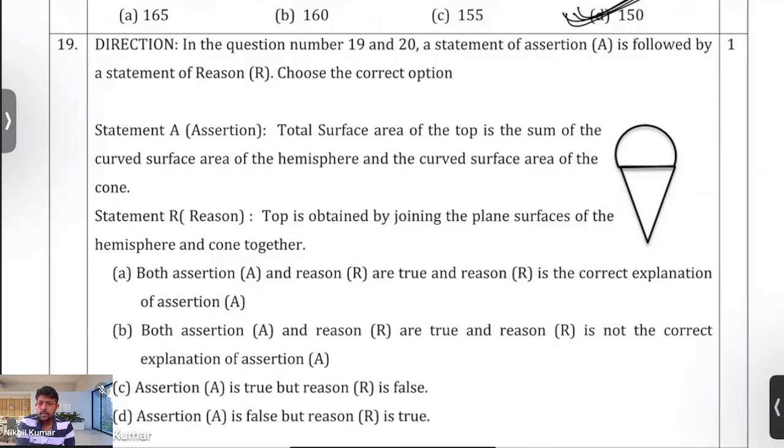In these type of questions, there's a statement, a claim which is made, and then there is a reason or explanation for that claim. We have to figure out whether the claim is correct, whether the reason is correct, and whether the reason is the correct explanation of the assertion, where the reason correctly explains the assertion or not. Let's look at the statements one by one.